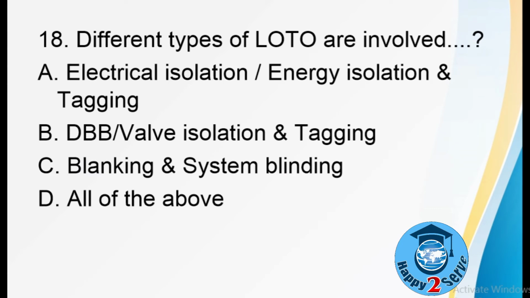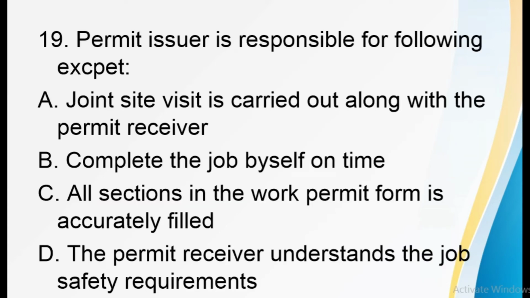18. Different types of LOTO are involved. A. Electrical isolation, energy isolation and tagging. B. DBB, valve isolation and tagging. C. Blanking and system blinding. D. All of the above. Answer: D. All of the above.